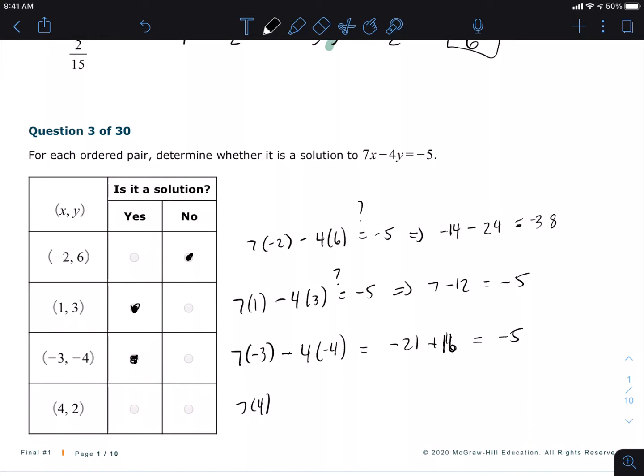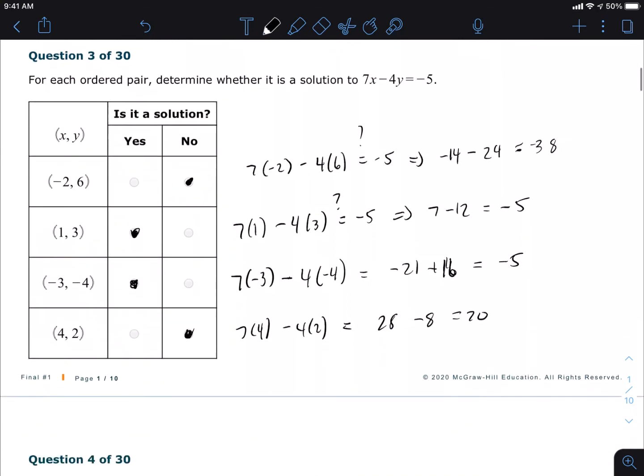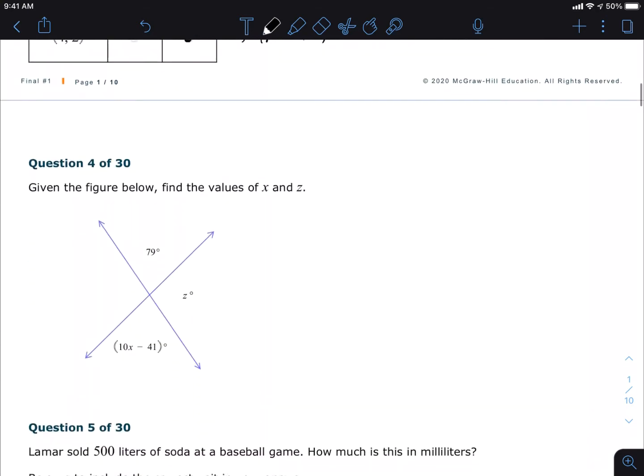7 times 4 minus 4 times 2. That's 28 minus 8. That's 20. So that's clearly a no. All right. Any questions on this? No, pretty straightforward. All right, cool. All right, let's go to this next one.